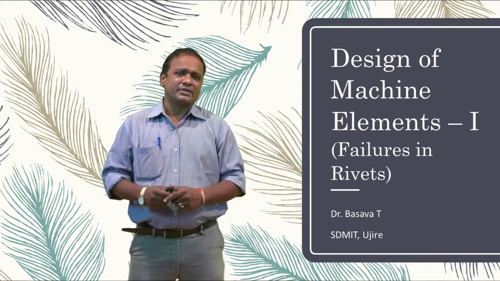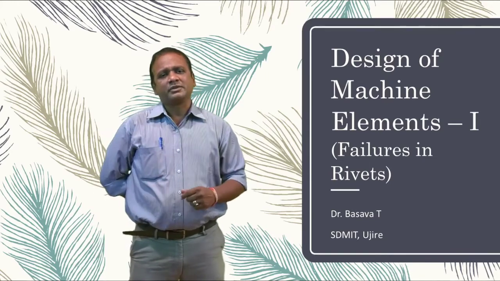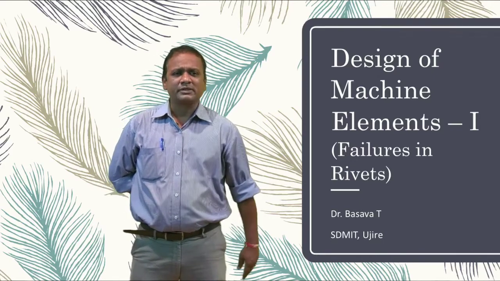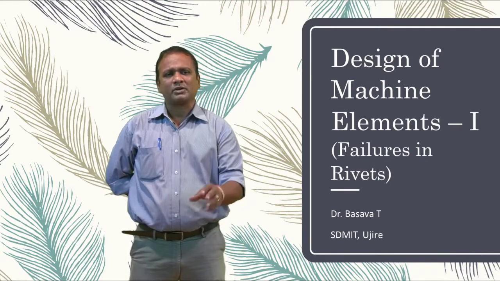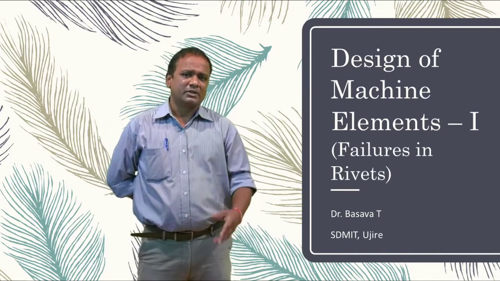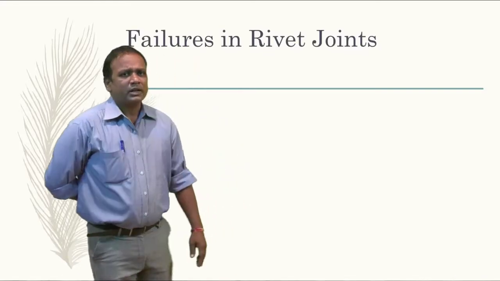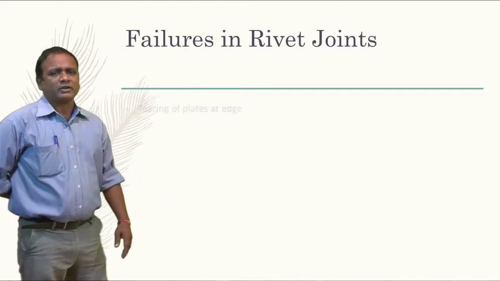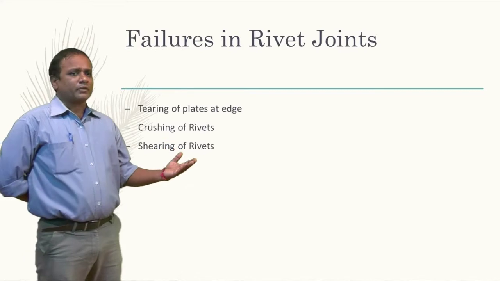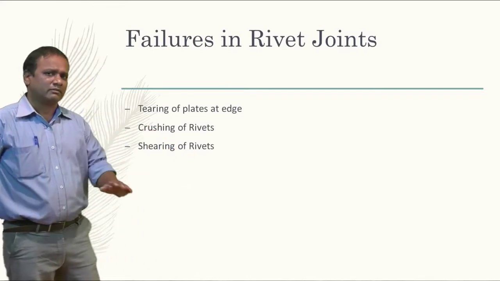In today's session, a discussion on the failure in rivets will be taken up. We know rivets are a permanent joining or fastening system used within a boiler shell or to form a cylinder. A failure in a rivet joint can be categorized into three: tearing of plates at the edge, crushing of rivets, and shearing of rivets. Let's try to understand each and every one of them very clearly.